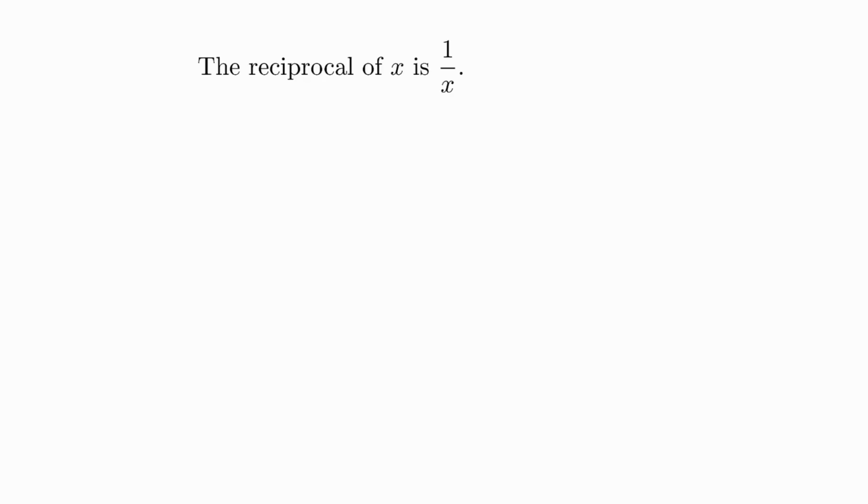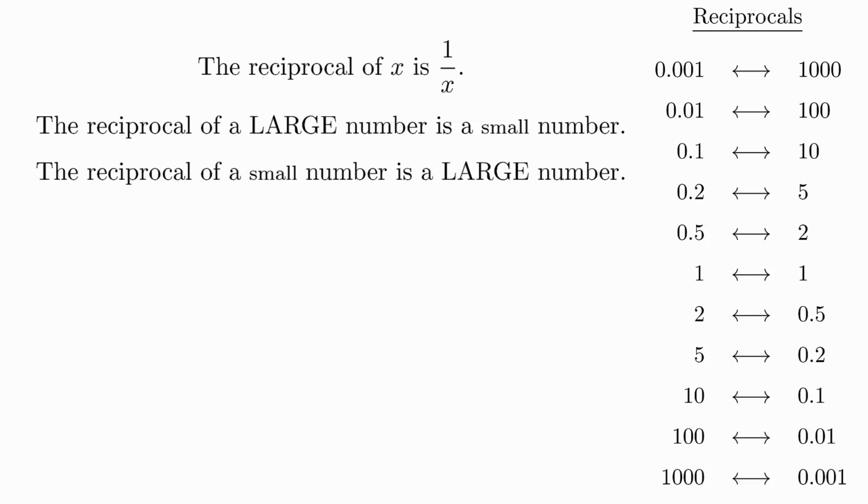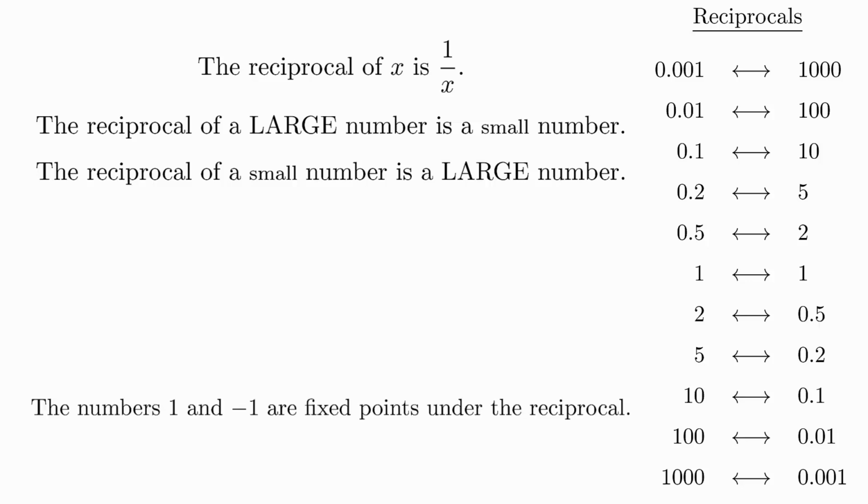The reciprocal of x is 1 over x. If x is very large, then its reciprocal is very small. And if x is very small, then its reciprocal is very large. Specifically, if x is greater than 1, then the reciprocal is between 0 and 1. And if x is between 0 and 1, then its reciprocal is greater than 1. Negative values behave similarly. The only values that remain unchanged when you take the reciprocal are plus and minus 1.